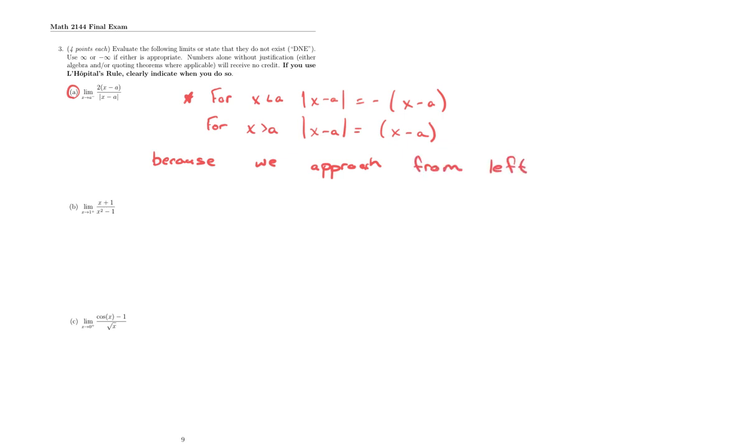So if I go ahead and just imagine plugging in this here, now we have that our limit as x approaches a from the left is going to be 2 times x minus a over negative x minus a. So from here, we can say our x minus a's are going to cancel out, and we're just going to have that this equals 2 over -1, or -2. And that's going to be our answer for this one here.